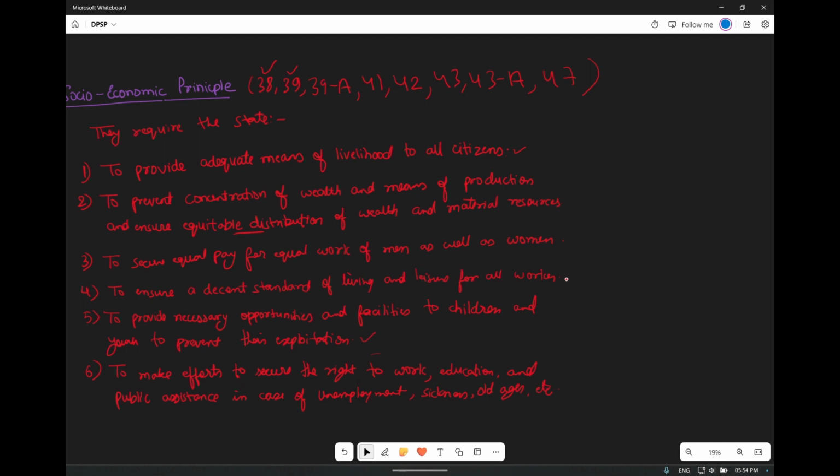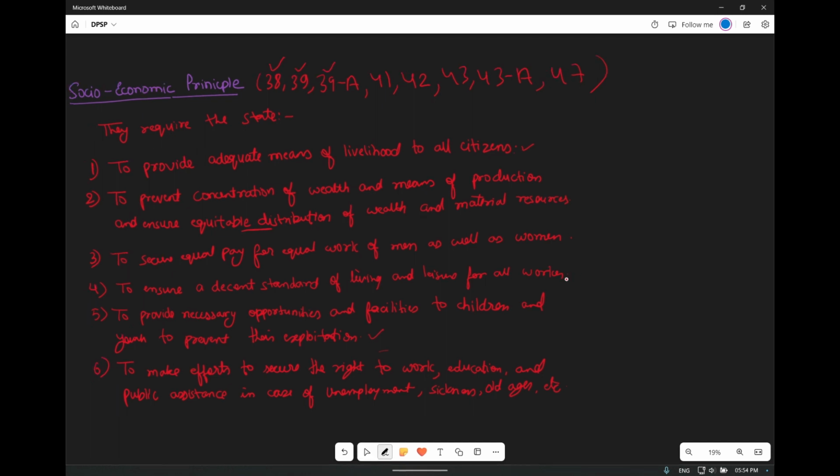Okay, now 39A tells about equal justice and free legal aid. That also provides that there should not be discrimination on the basis of women and all. Equal justice, free legal aid. To prevent the concentration of means of production, there should be equitable distribution of wealth and material resources. Whatever things are there, they should be equitably distributed.